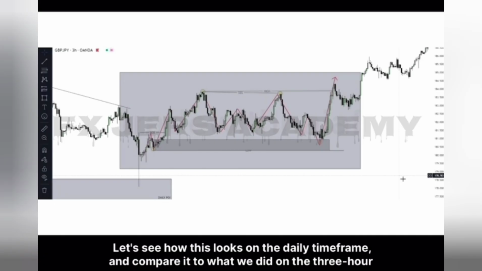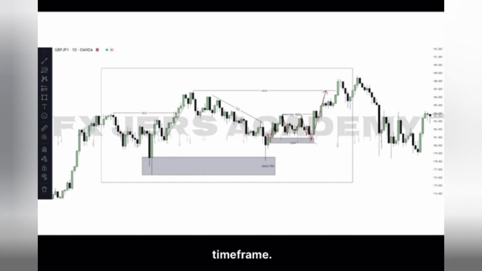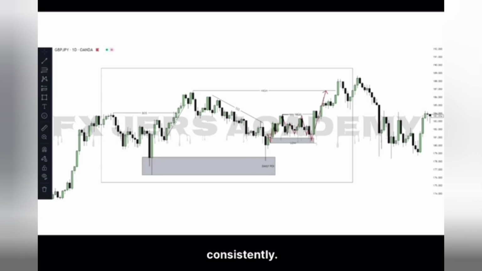Let's see how this looks on the daily time frame and compare it to what we did on the 3-hour time frame. Remember, success doesn't come from what you do occasionally, it comes from what you do consistently. Stay focused and keep refining your skills.